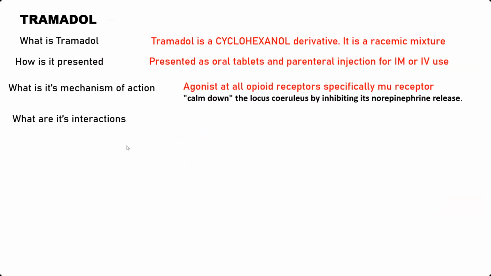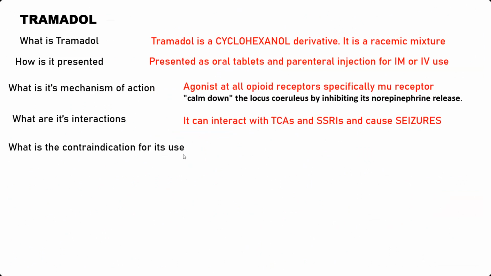What are the interactions of this drug? Important interactions: central serotonin syndrome. It can interact with tricyclic antidepressants, SSRIs, and cause seizures. Because of this particular action, you have to be very watchful, because they also act in the same manner. So it may cause severe inhibition and suddenly cause a release phenomenon where it can cause seizures. And in known epileptic patients, you have to avoid this because it also reduces the seizure threshold.